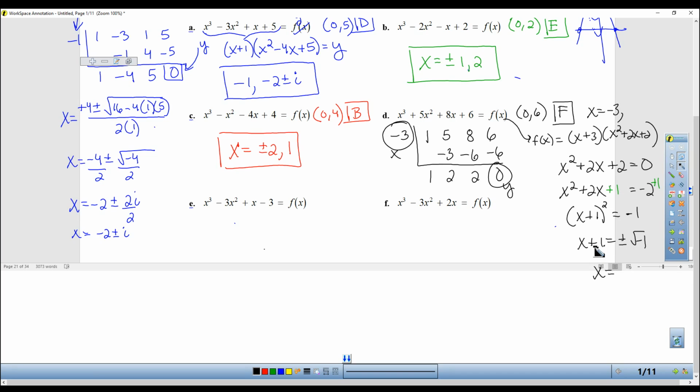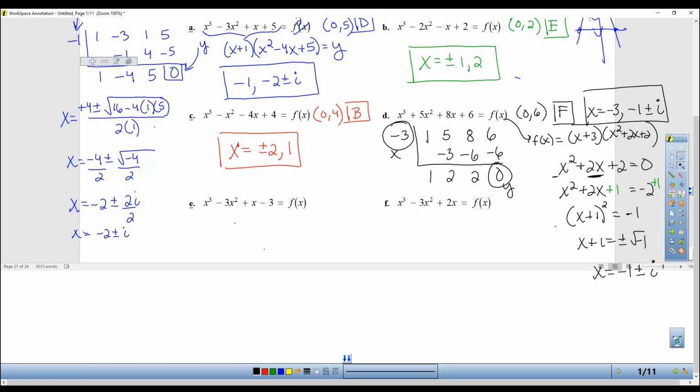X is equal to, I'm going to subtract 1 from both sides. Plus or minus the square root of negative 1 is just plus or minus i. So my final answer is negative 3 and then negative 1 plus or minus i. I'm kind of a fan of completing the square whenever this is an even number and my leading coefficient is 1, which all of these are. So completing the square is, I don't know, pretty nice, but not if you don't get it.